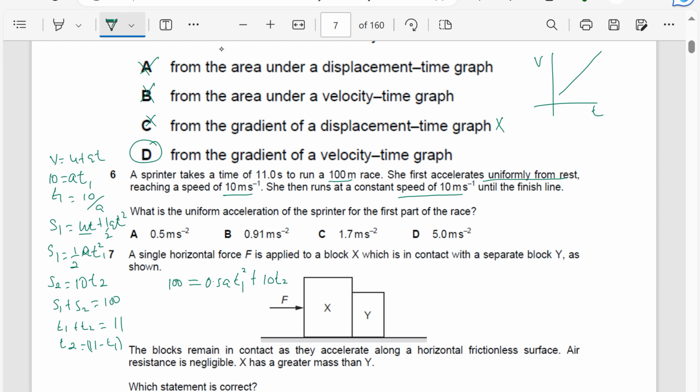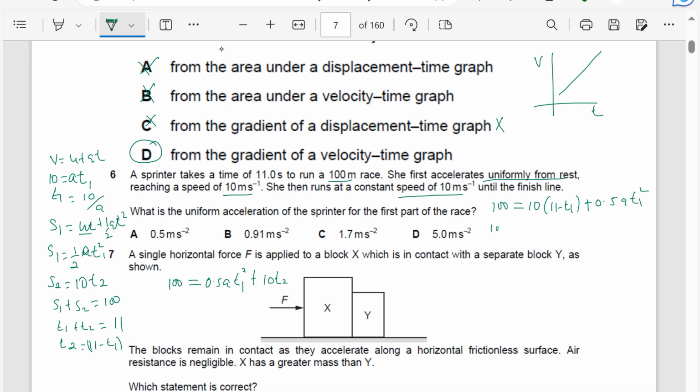So 100 equals 10 into T2, which is 11 minus T1, plus 0.5 a T1 squared. I will just use mathematics here to factor this out. Remember, T1 is 10 over A, so I'll just substitute for T1.